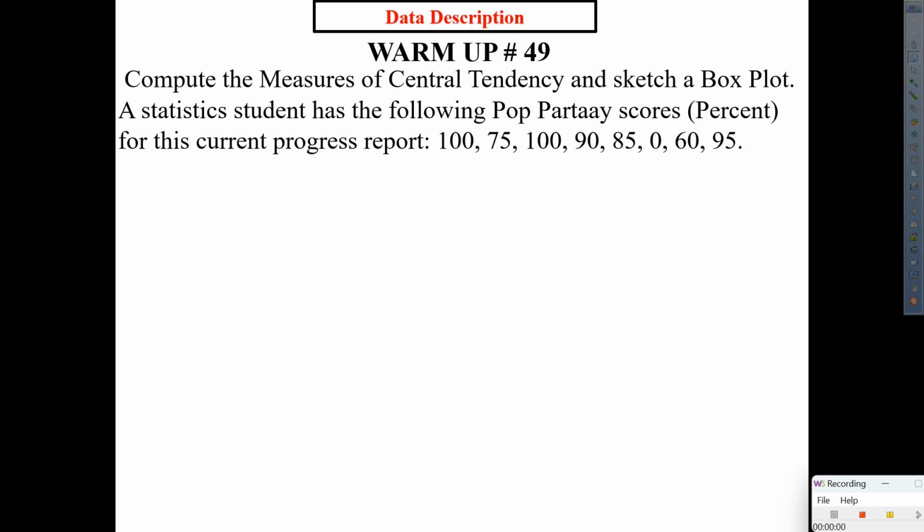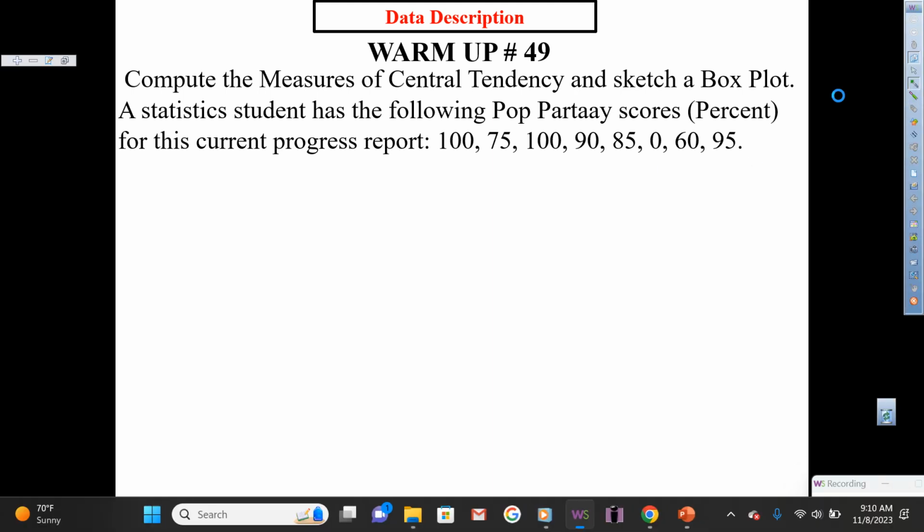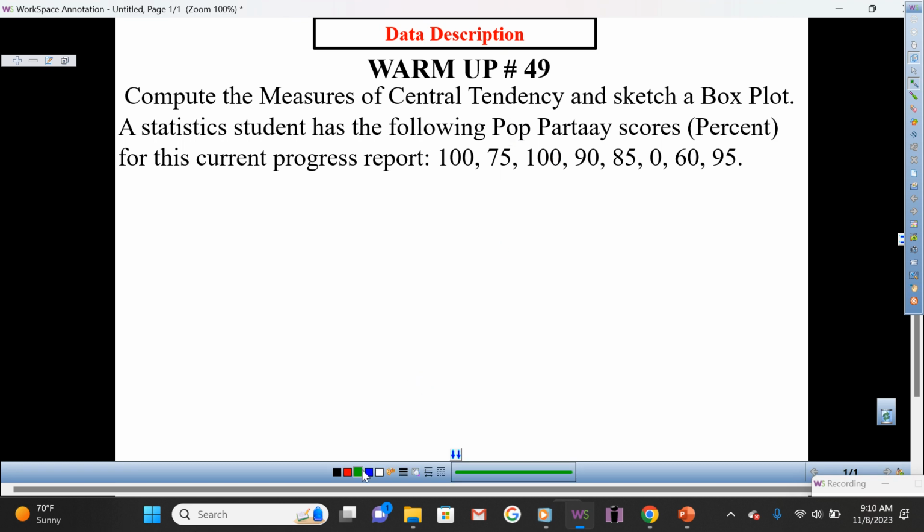Again, warm-up number 49, compute the measure of central tendency and sketch a box plot. A statistics student has the following pop quiz scores in percent for his current progress report: 100, 75, 100, 90, 85, 0, 60, and 95. Since this is a word problem and they're asking us for data, bring over your conclusion that you wrote down.